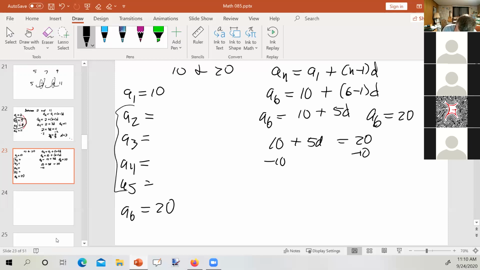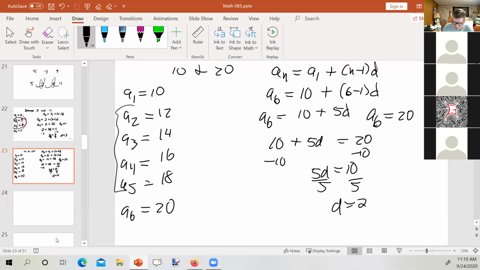Subtract 10 from both sides. 5d equals 10. Divide by 5, d equals 2. So 10 plus 2 is 12, plus 2 is 14, plus 2 is 16, plus 2 is 18, plus 2 is 20. So the four arithmetic means would be 12, 14, 16, and 18.